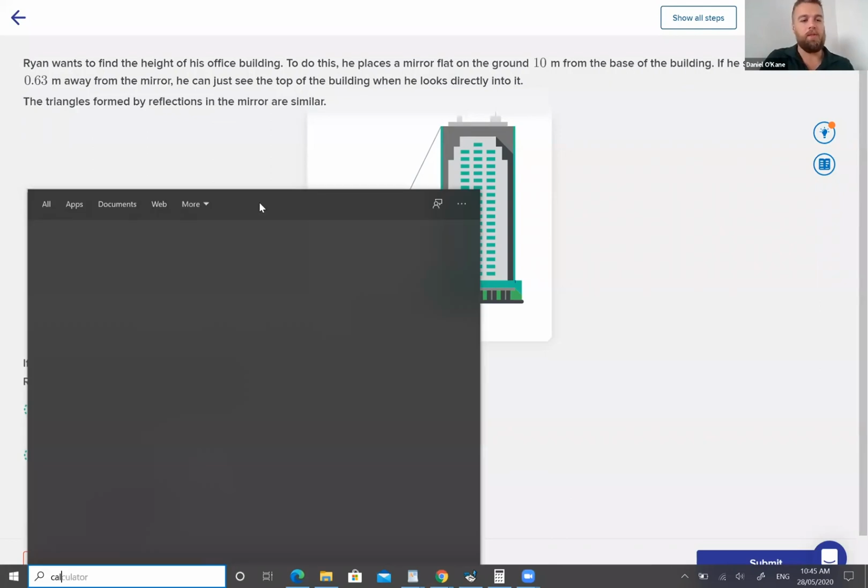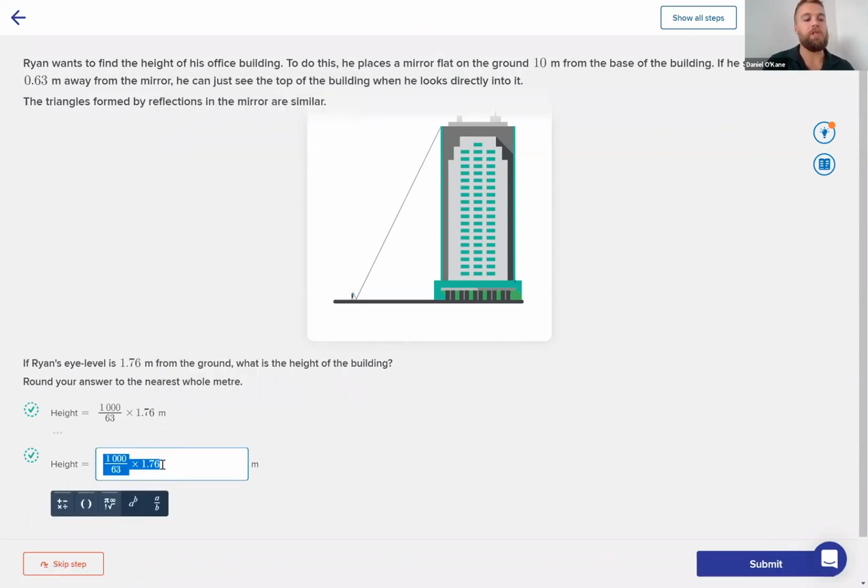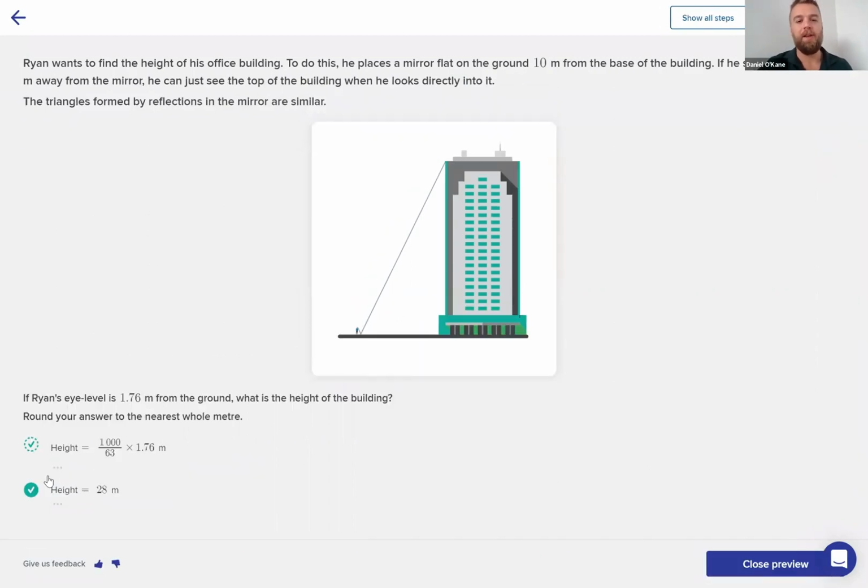Okay. So why don't I use my calculator to work that out? So just using my computer calculator, 1.76, I'm multiplying that by 1,000, and I'm going to divide that by 63. And yeah, I get 27.94, okay? But then rounding that to the nearest meter, as the question instructs, we get this approximate height of the building being 28 meters. Okay, so it's actually not that large a building. Great, so that's a great application to this concept of similar triangles and similar figures.